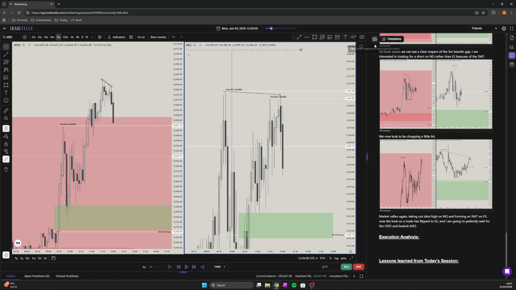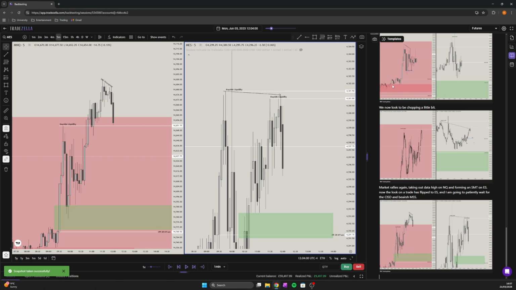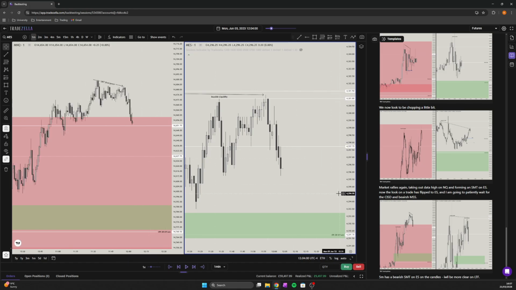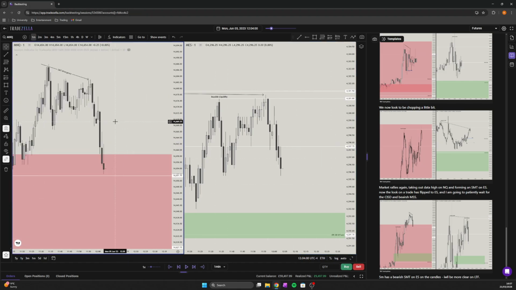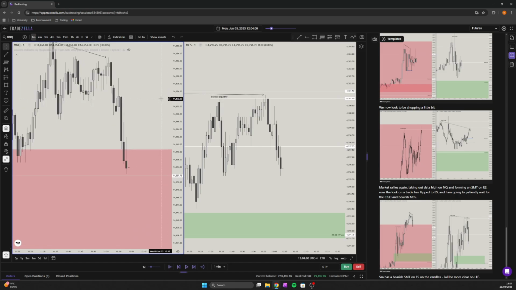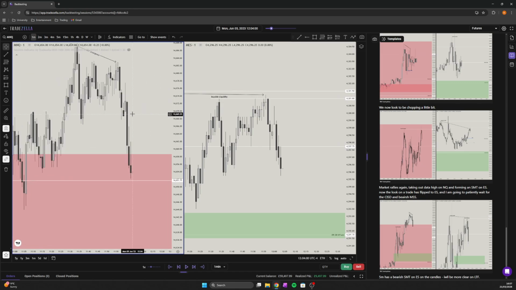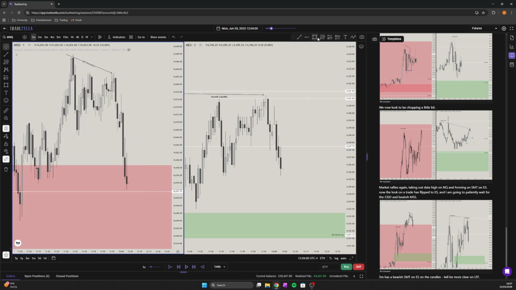Now let's re-annotate this. 5 minute as a bearish SMT on ES on the candles. It will be more clear on lower time frame. Okay, so let's go down into the 1 hour. Sorry, the 1 minute. Let's have a look at this SMT. So, do we get a change of state delivery? Yes. Do we get a significant market structure shift? Yes. Did I miss an entry here? Most definitely.